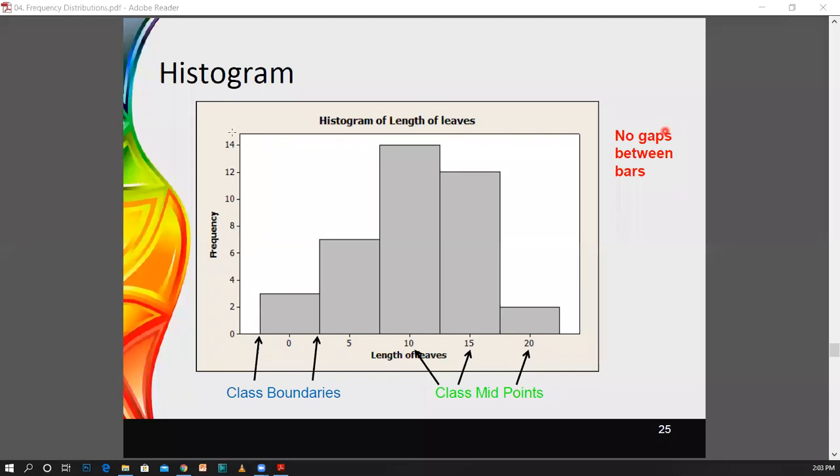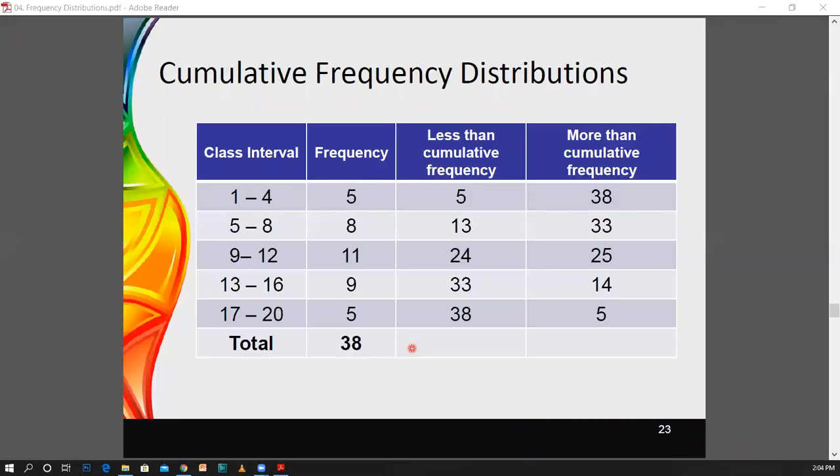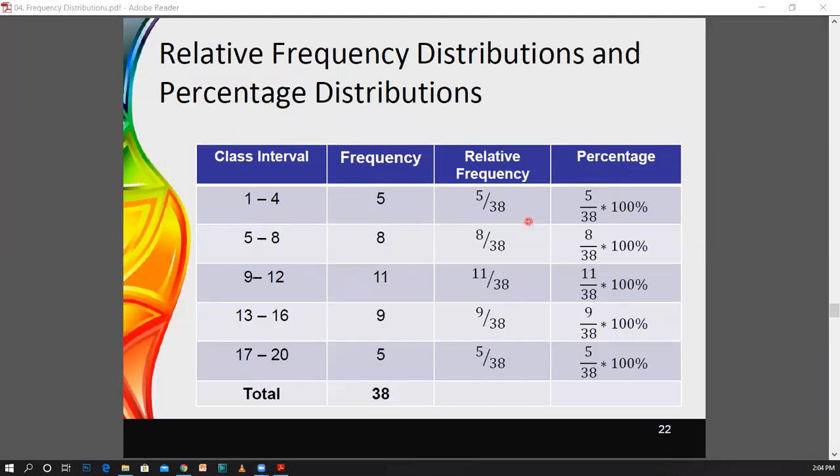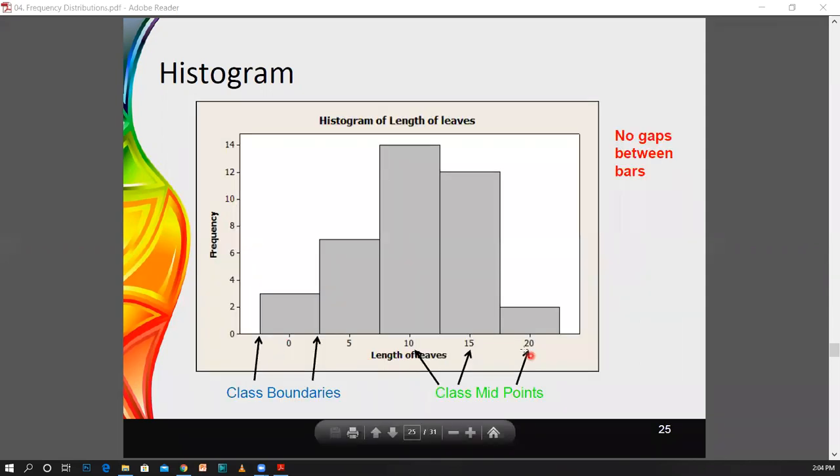In the y-axis of the histogram, we always use the frequency values. And to show the values on the x-axis, we always use the class midpoints. That is why I told you that when we are creating the grouped data distribution, obtaining class midpoints would be an added advantage. Now you can see that when you are going to construct the histogram, the class midpoints will be helpful.